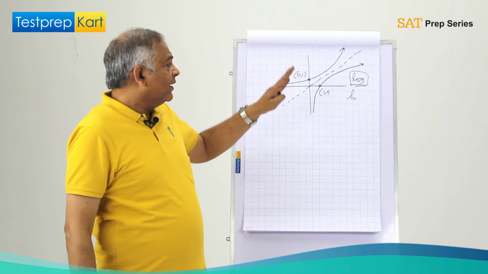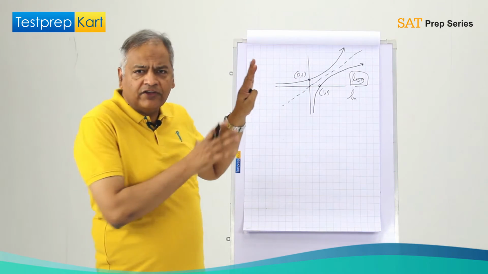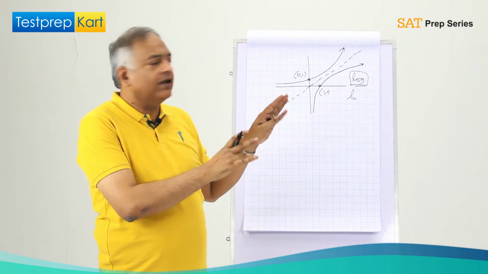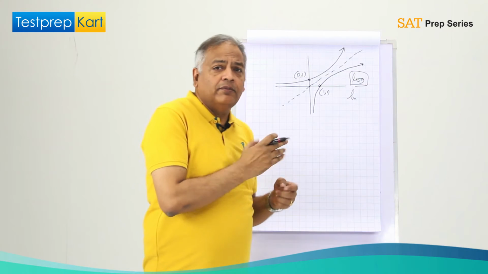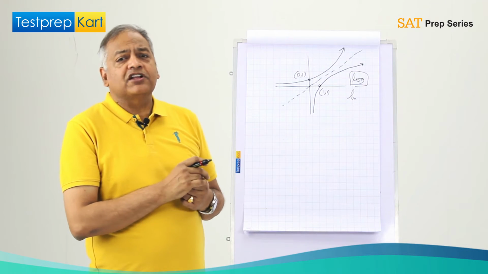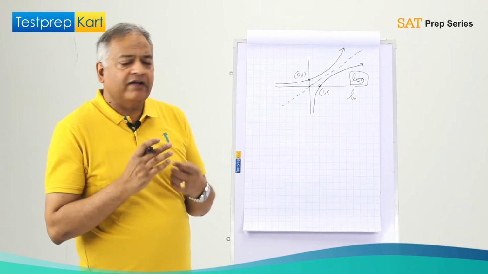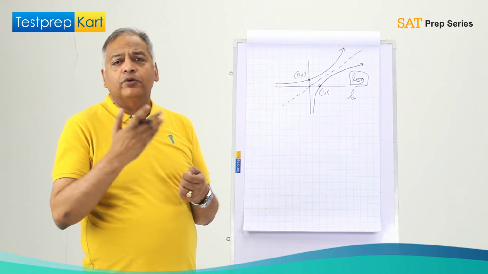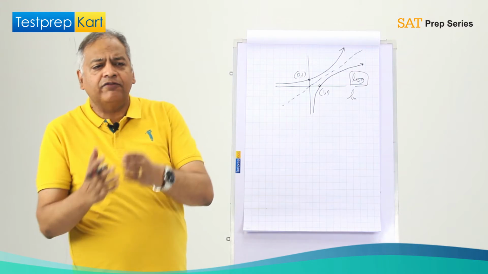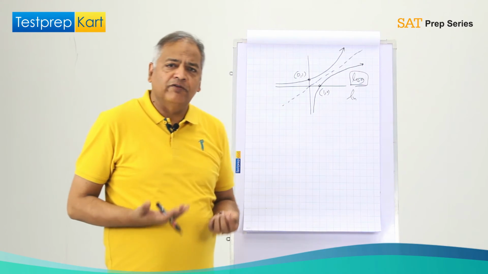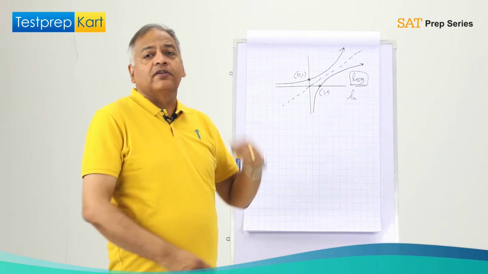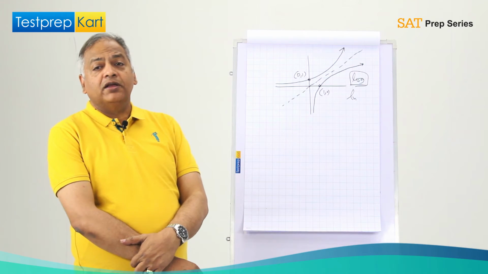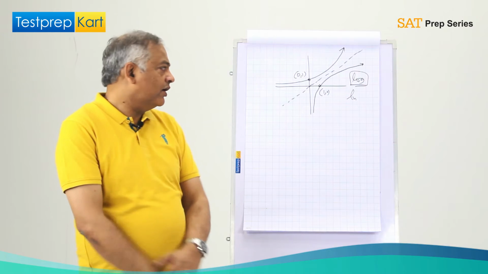So that's how, in fact, it's a general rule, not particularly true only for the exponential function and logarithmic function. Wherever you have to draw a graph of an inverse function, you draw the line y = x, take the mirror image of the main graph, and that will give you the graph of the inverse function. Now let's take some properties of the logarithmic function which are very, very important.